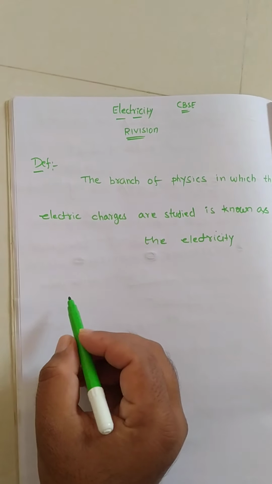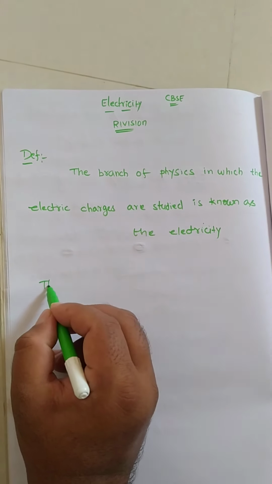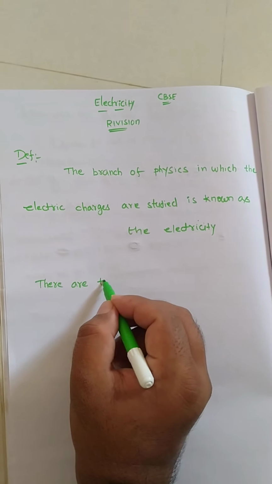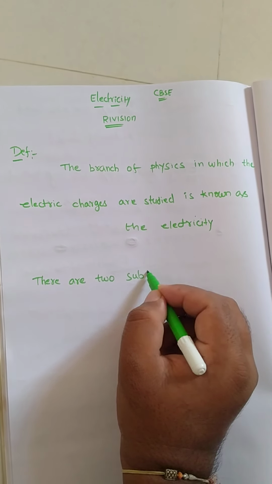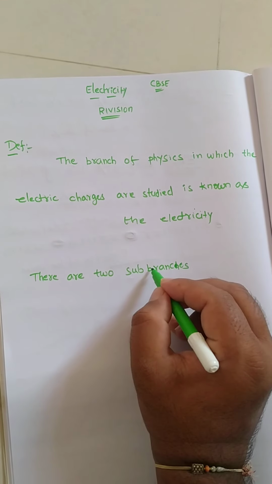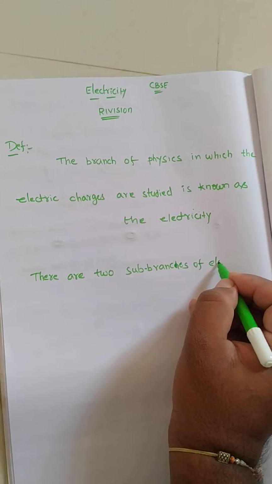Actually there are two sub branches of electricity. Electricity will be classified into two types, two sub branches of electricity.